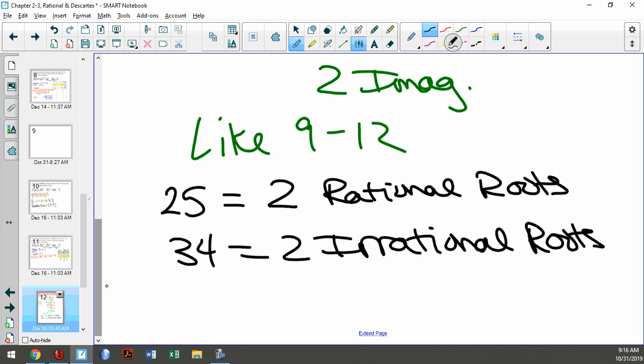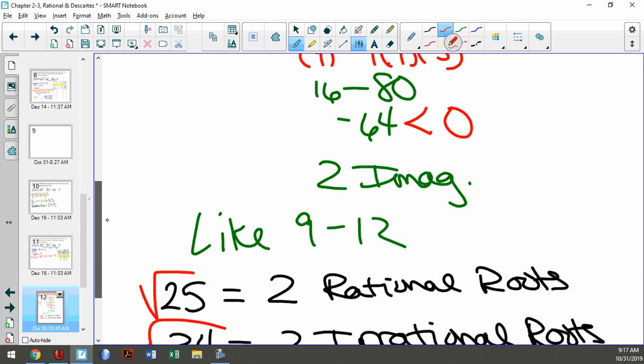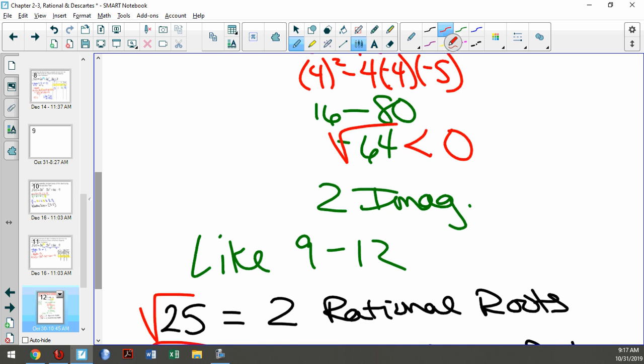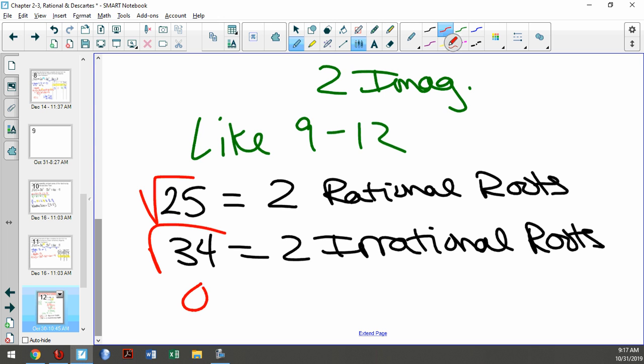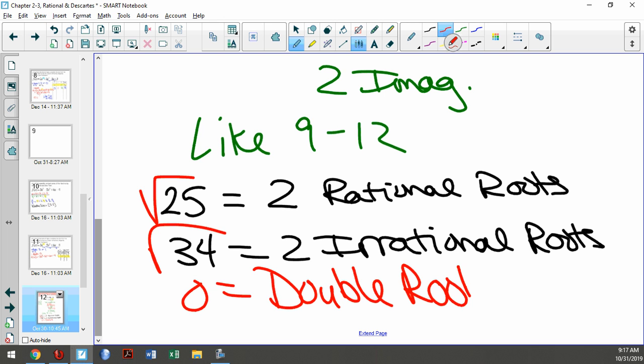And here's what your brain needs to do. Simply try to take the square root of them. Well, you can't take the square root of 34, so that means it's irrational. Can you take the square root of 25? Yes, so that means it's rational. Do we understand that, yes or no? So in your head, compare them to 0, and then always do the square roots, okay? If I have 0, then that means I have a double root, okay?